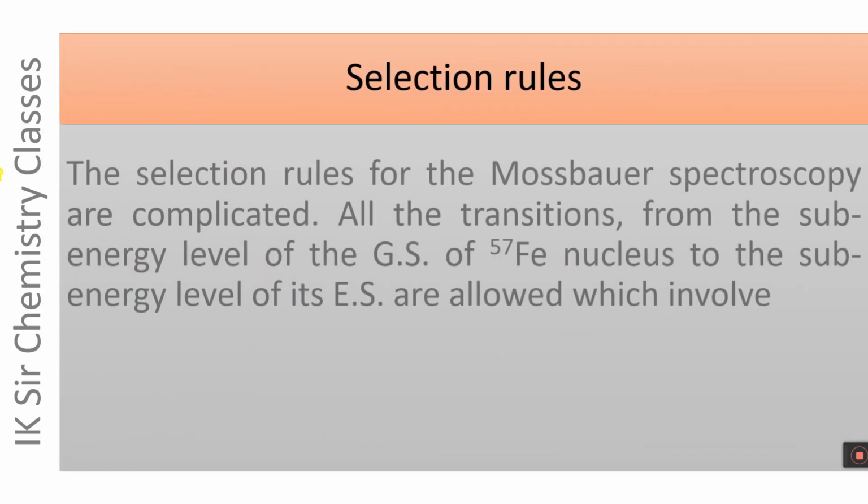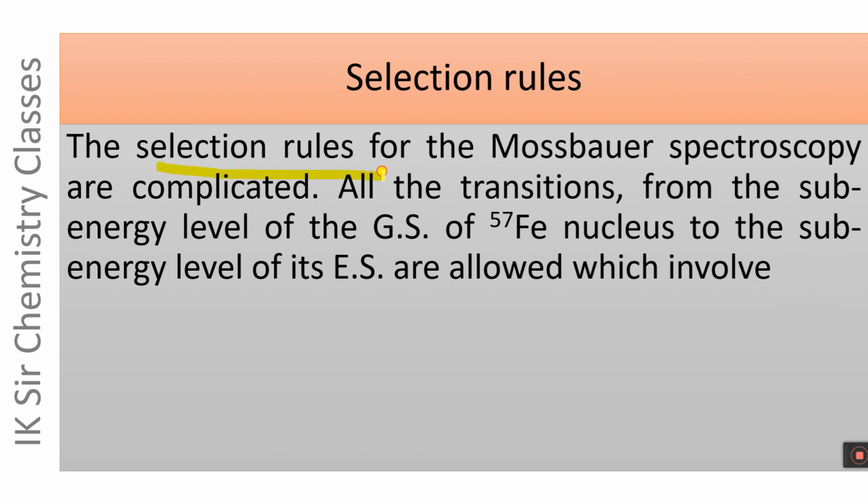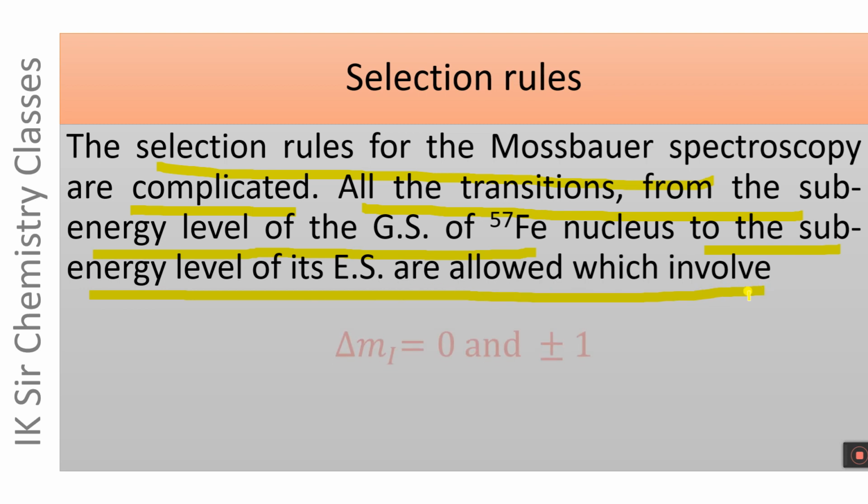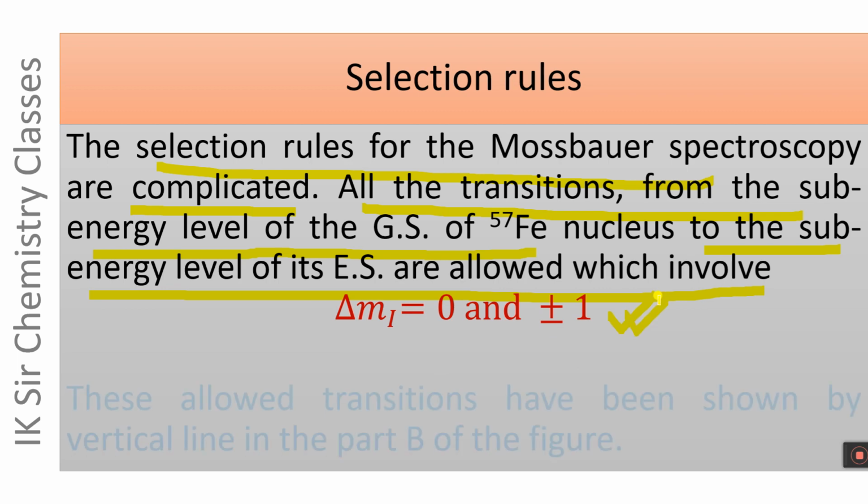Selection rules. The selection rules for Mössbauer spectroscopy are complicated. All the transitions from the sub-energy levels of the ground state of the Fe-57 nucleus to the sub-energy levels of its excited state are allowed, which involve delta m_I equals either 0 or plus-minus 1. Such transitions will be allowed.